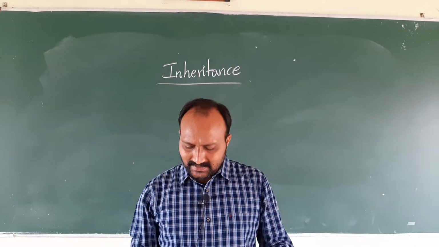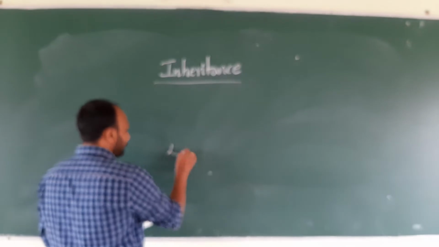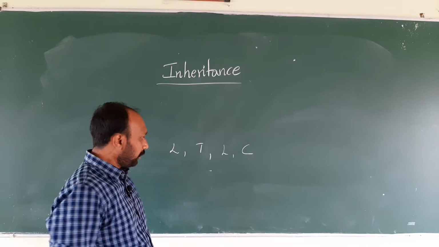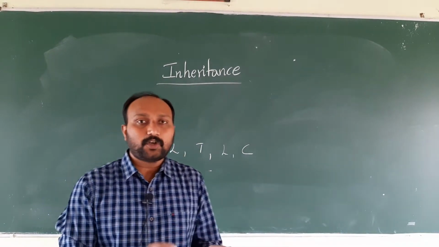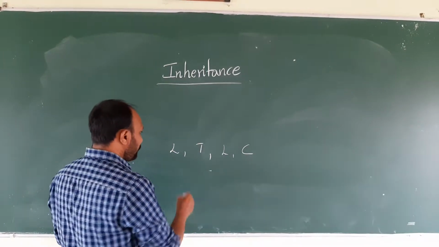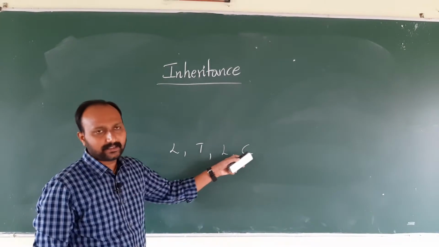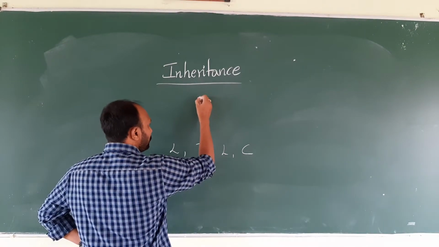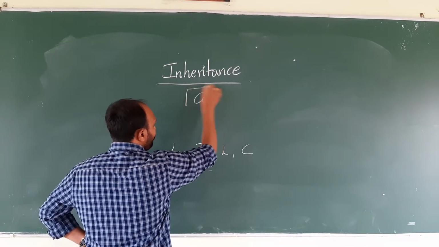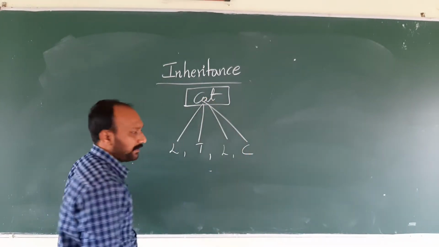Here let us consider an example. You know there are animals like lion, tiger, leopard, cheetah. All of them have different abilities, they work in different environments, but we treat each one of these animals, that is lion, tiger, leopard and cheetah, as belonging to the family cat. All of them belong to the same family, the family name is cat.